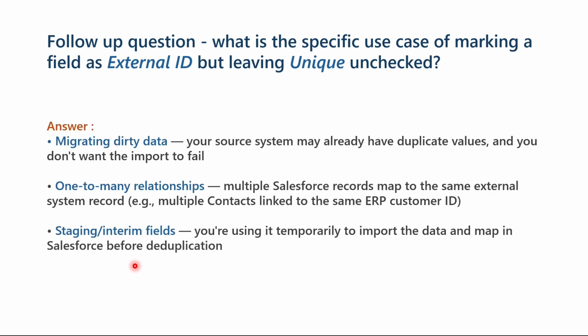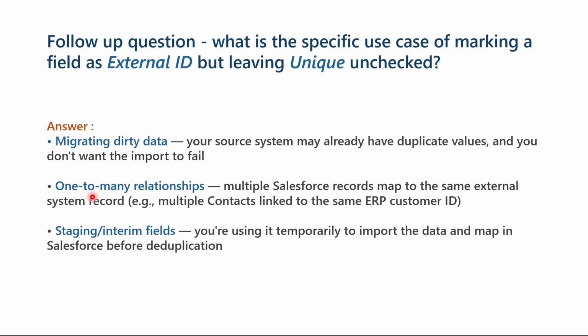The answer is when you are migrating dirty data. Basically, when your source system, meaning the third-party system, has some duplicate values and you don't want the import to fail. In that case, you cannot mark unique, right? So if you want to get done with this migration activity but your data is dirty, in that case you have to leave unique unchecked. This is the one reason, and it is very practical.